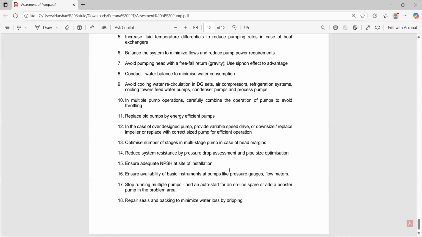Ensure availability of basic instruments on the pump like pressure gauge and flow meter. From that you can get what is actually flowing and what is required, so you can evaluate the pump on your own. Stop running multiple pumps; add an auto start for the online spare or add a booster pump in the problem area. Means if the pressure requirement of a particular section is on the higher side, you can add a booster pump there. You need not have the entire pumping system dictated by that smaller application.